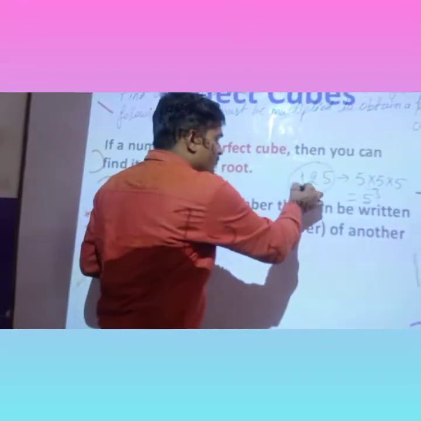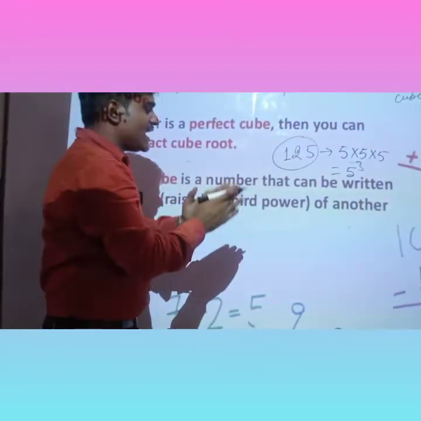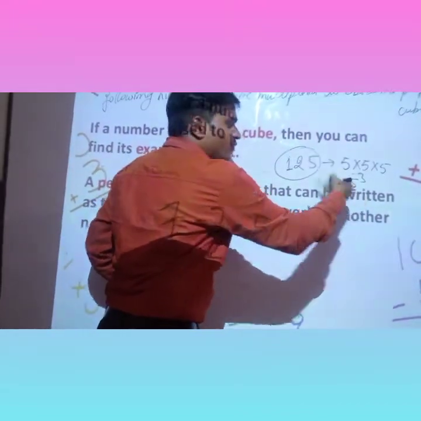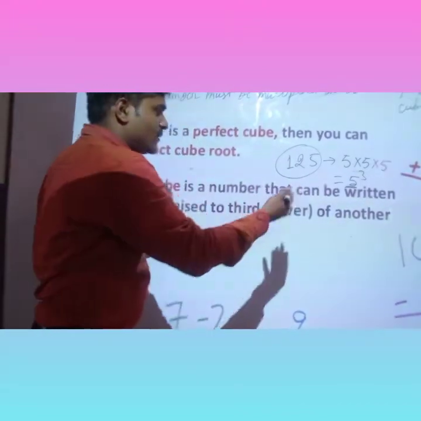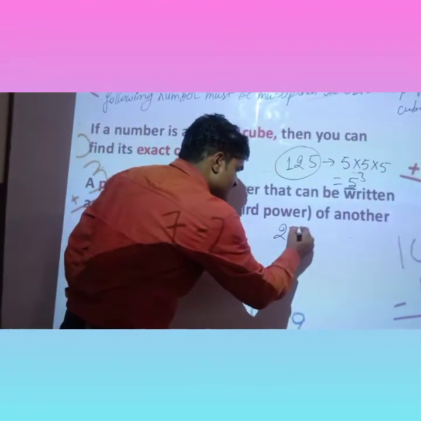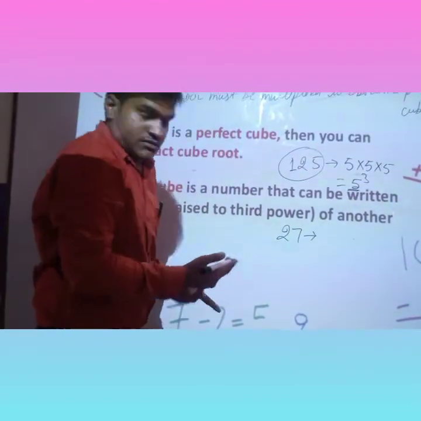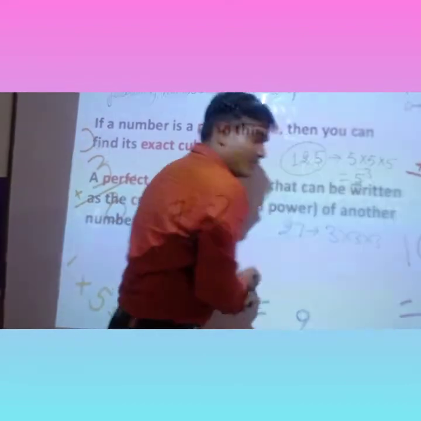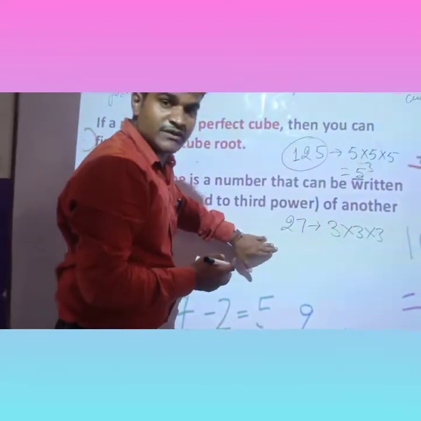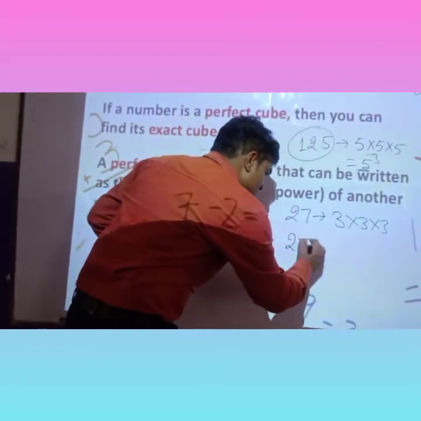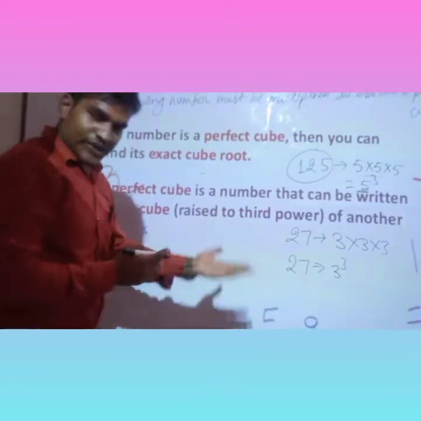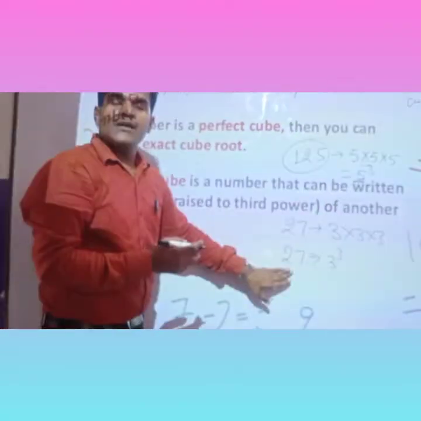125 is written as the third power of another number, that is 5. Like that, another number, children, like 27. Yes, 27 is a perfect cube. Let's find it: 3 into 3 into 3. We find the prime factors of 27, so we can write 27 as 3 raised to the power 3. So it is a perfect cube.